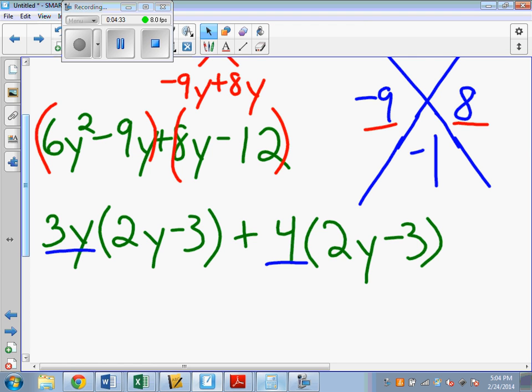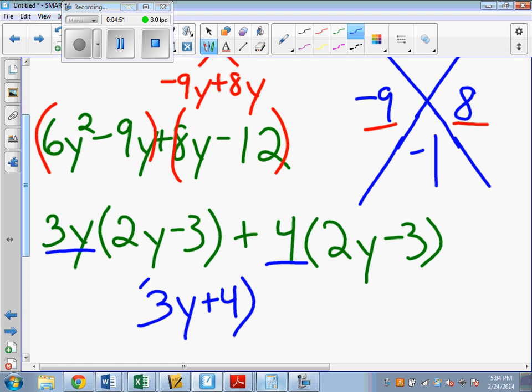Now, the distributive property says that if we have two things, 3y and 4 in our case, that are being multiplied by the same thing, 2y minus 3 in this case, we can combine those terms. We add the 3y plus 4 together and then multiply by the 2y minus 3. So we've factored it into two binomials. Our factored expression is 3y plus 4 times 2y minus 3.